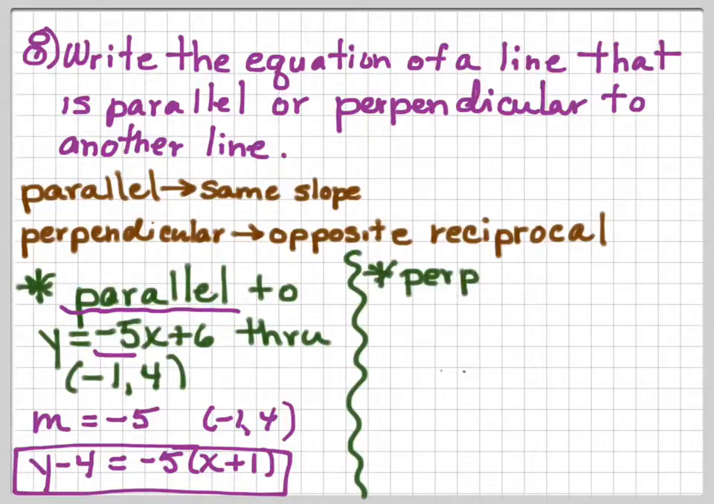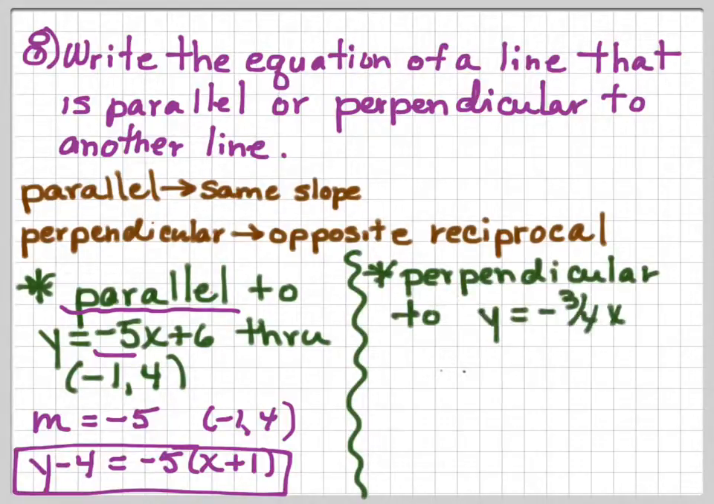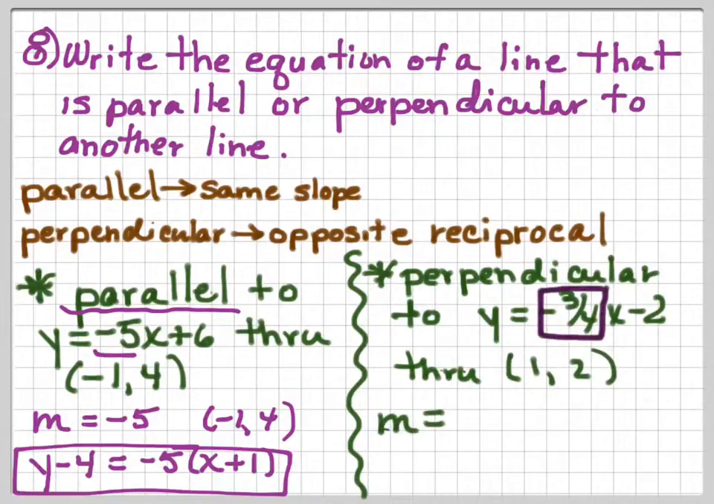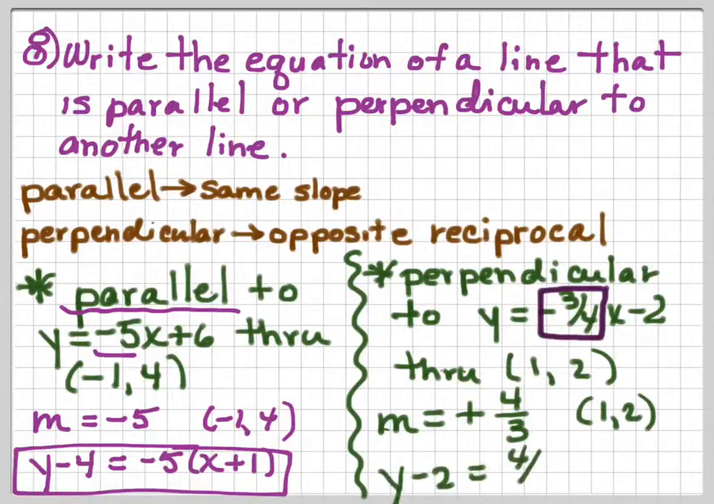Okay, let's try another one. Let's do perpendicular. Perpendicular to y equals negative 3/4 x minus 2, through the point 1, 2. My slope is going to be the opposite reciprocal of negative 3/4, so it's going to be positive 4/3. And then through the point 1, 2, use my point-slope form: y minus 2 equals 4/3 times x minus 1.